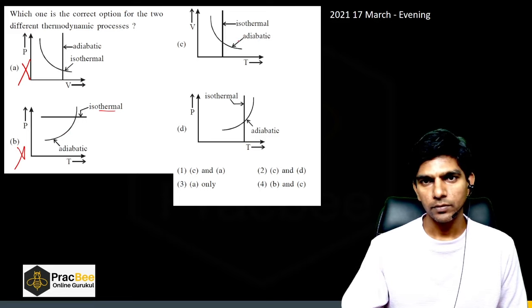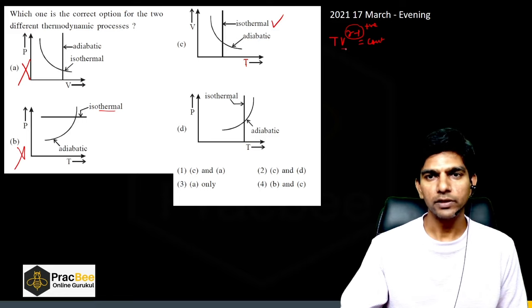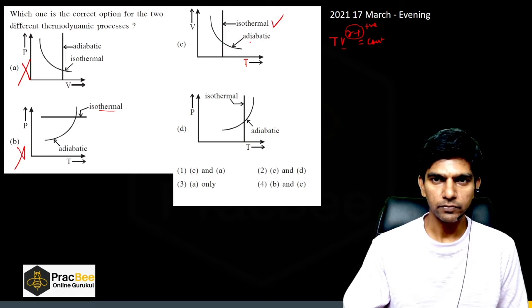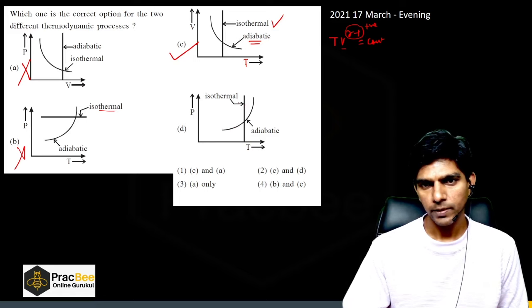Now in C, for one process we have a VT graph, and for the isothermal process the temperature is constant, so this isothermal curve is okay. If we talk about VT proportionality, we know that T V raised to power gamma minus 1 is constant, and this gamma minus 1 is positive. So if temperature increases, volume will decrease, which is happening, so we have a non-linear graph. So this C graph is correct. Now let us see the D graph. For the isothermal process, we have a vertical line parallel to the pressure axis at the same temperature, so the isothermal graph is correct.